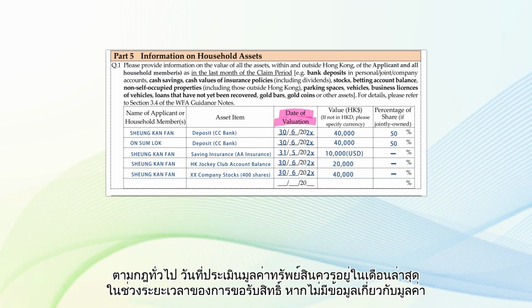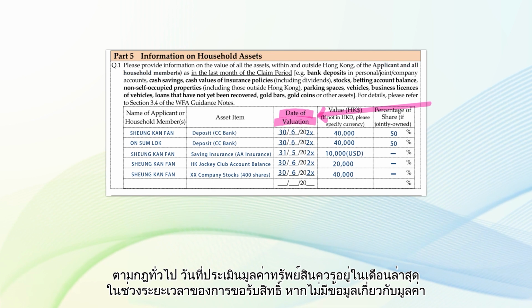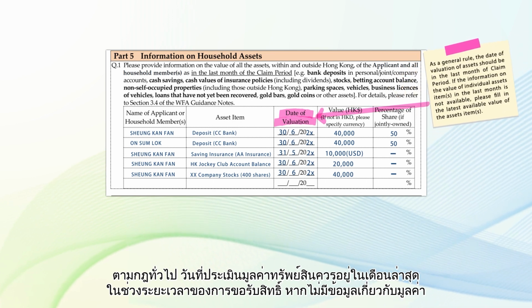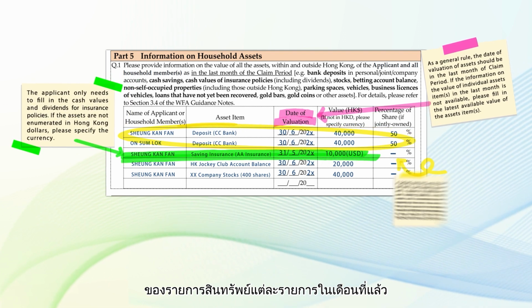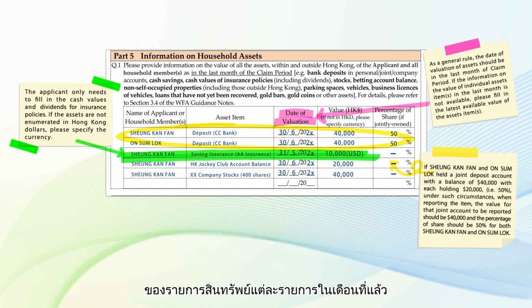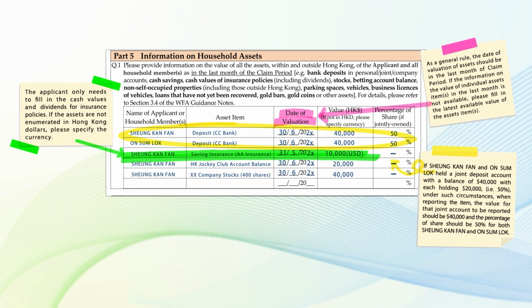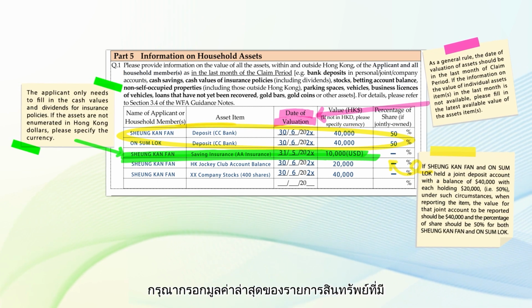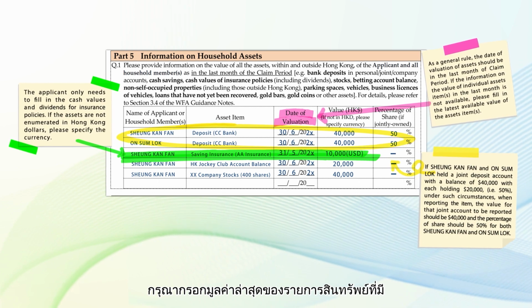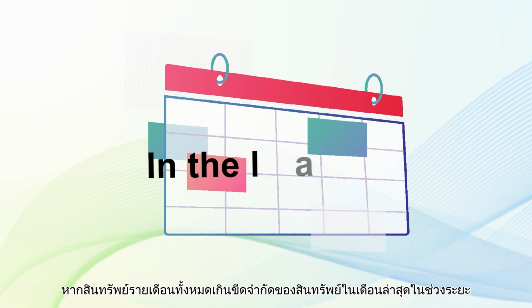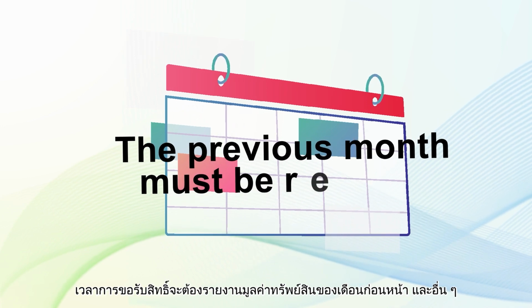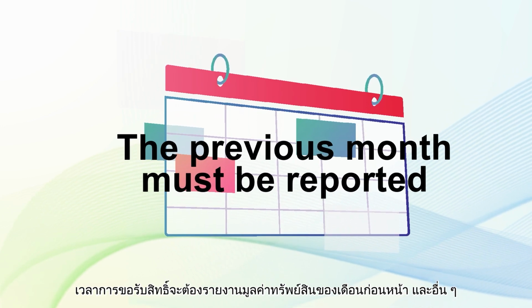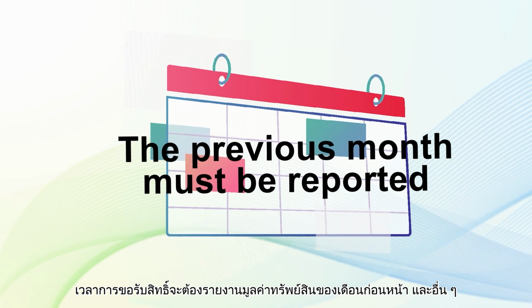As a general rule, the date of valuation of assets should be in the last month of claim period. If the information on the value of individual asset items in the last month is not available, please fill in the latest available value of the asset items. If the total monthly assets exceeded the asset limit in the last month of the claim period, the asset value of the previous month must be reported, so on and so forth.